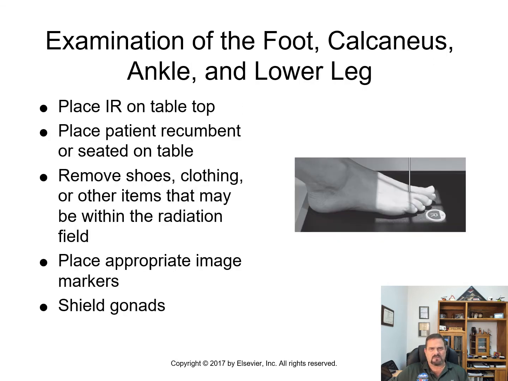All right, so examination of the foot, calcaneus, ankle, and lower leg. You're going to place the image receptor, or IR, on the tabletop. Place the patient in a recumbent or seated position, whatever is comfortable. Of course, you've got to remove shoes, clothing, or any items that may show within the radiation field. Place the appropriate image markers and shield the gonads. As you can see here, the proper markers there.